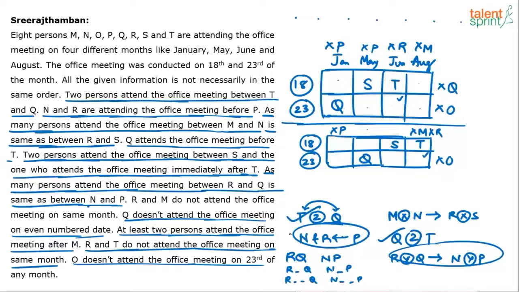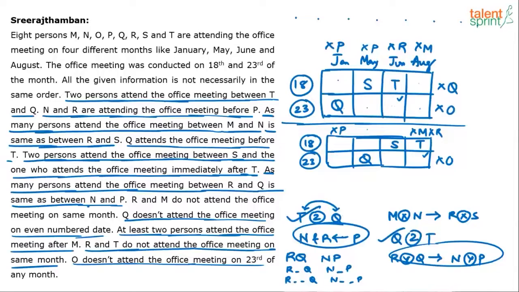This is getting complex now. Achha, we did not use this point also, right? R and N do not attend the office meeting in the same month. What do we do? Should we deal with this complexity or duplicate these cases?